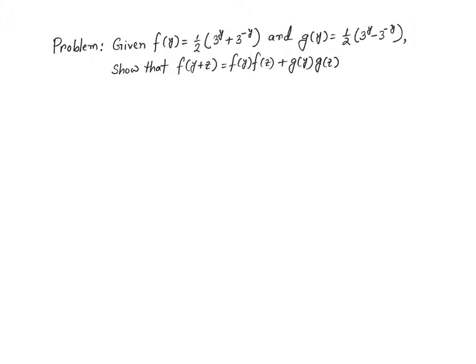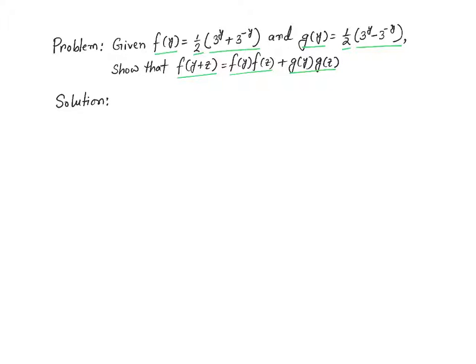In this video, I am going to solve this problem where it's given that f of y is equal to 1 half times 3 to the power y plus 3 to the power negative y, and g of y is equal to 1 half times 3 to the power y minus 3 to the power negative y. Given these two functions, we need to show that f of y plus z is equal to f of y times f of z plus g of y times g of z.